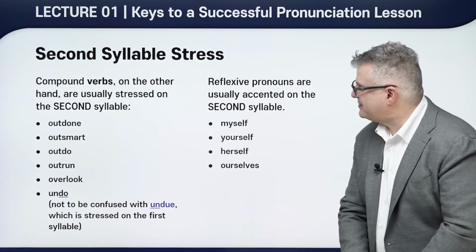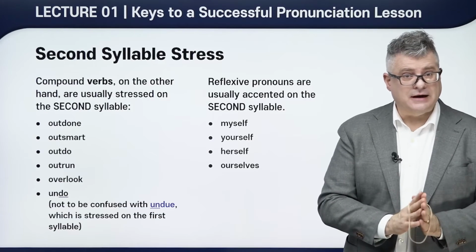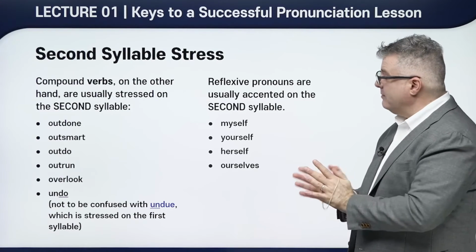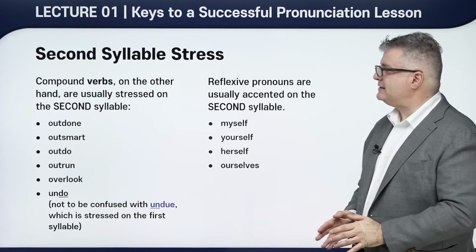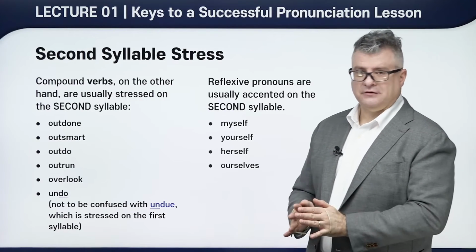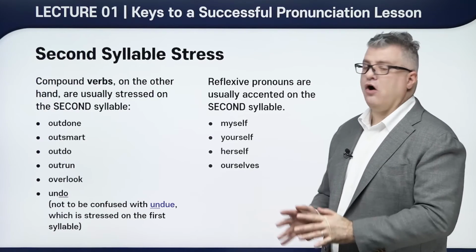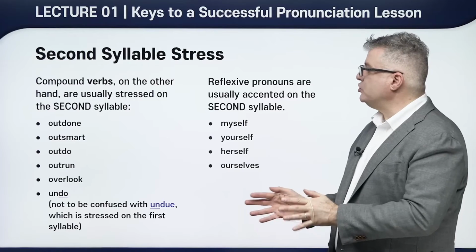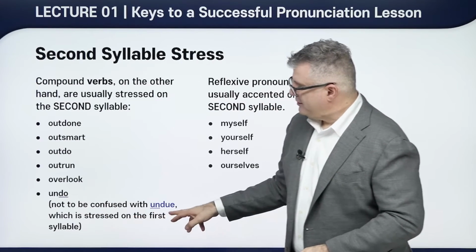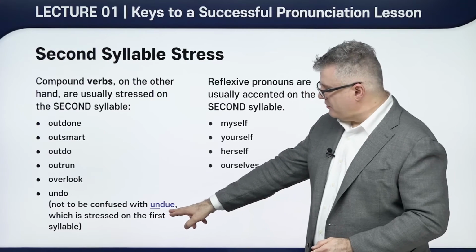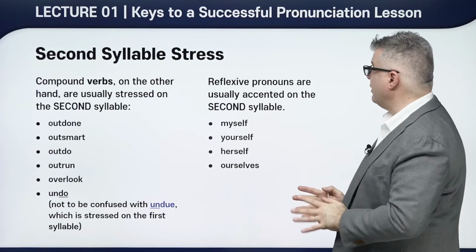Second syllable stress. Okay, compound verbs are different than nouns. If it's a compound verb, the stress is usually on the second syllable. Outdone, outsmart, outdo, outrun, overlook, undo. This undo, do, is different than this undo, which is a different spelling but sounds similar, but the stress is on a different part.